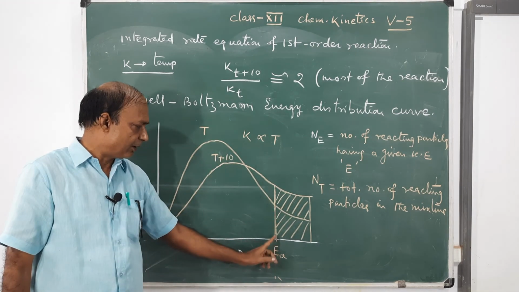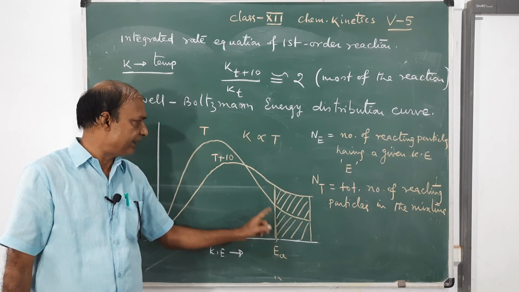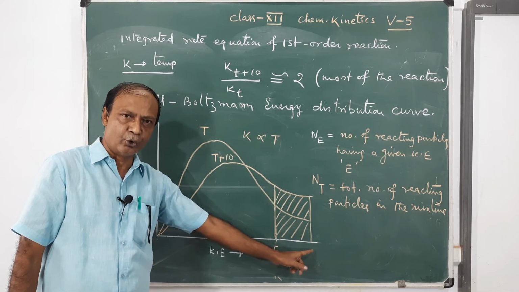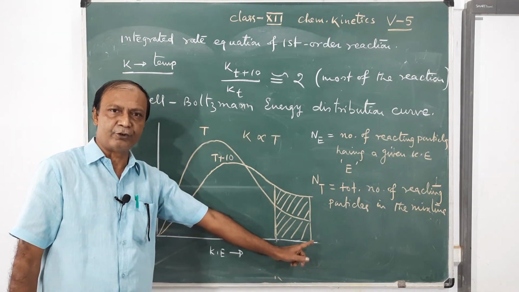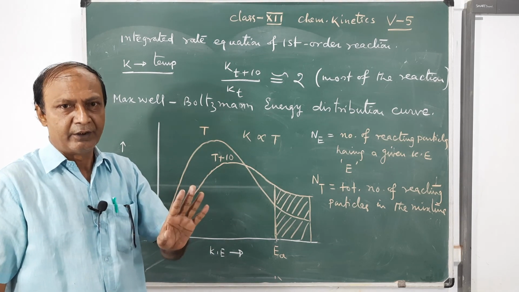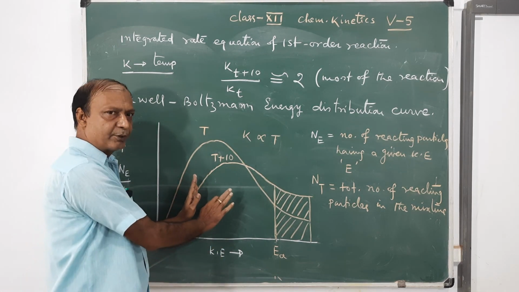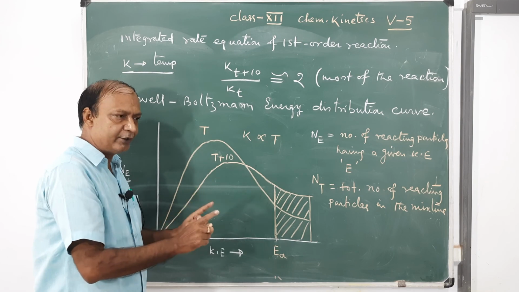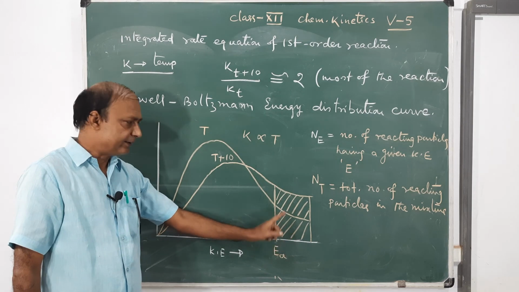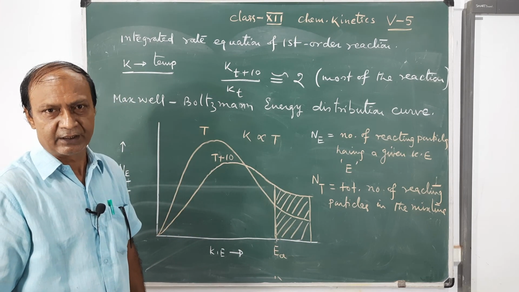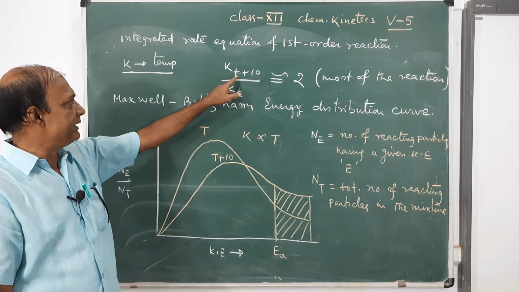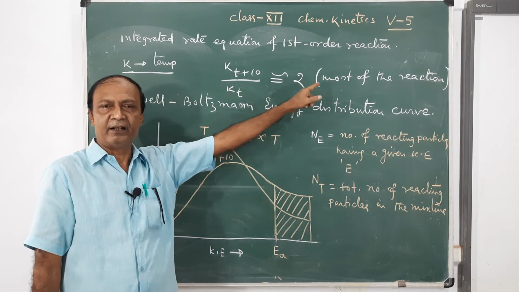The reason is that when the temperature is increased by 10 degrees, the fraction of the molecules entering into this energy zone, energy of activation or greater, will be just doubled. So the rate will be doubled. All molecules are not responsible for giving the rate. Remember, only those molecules having energy equal to or greater than the energy of activation are responsible for giving the rate of the reaction. So this is the theoretical explanation of why K at T plus 10 by K at T is nearly equal to 2.